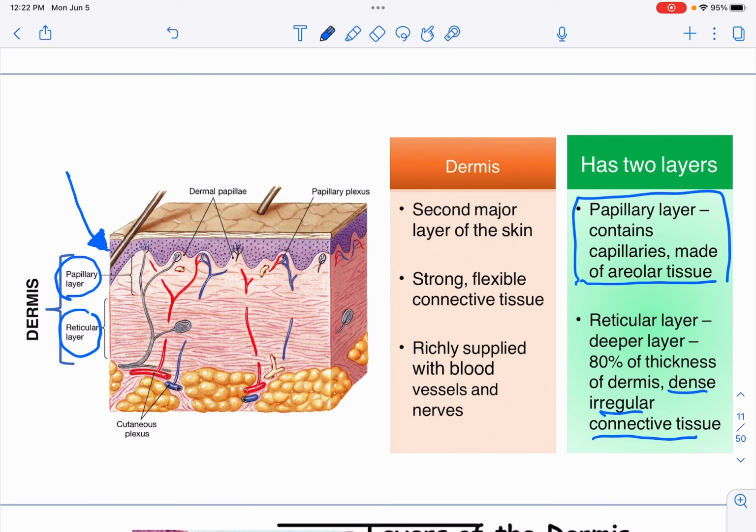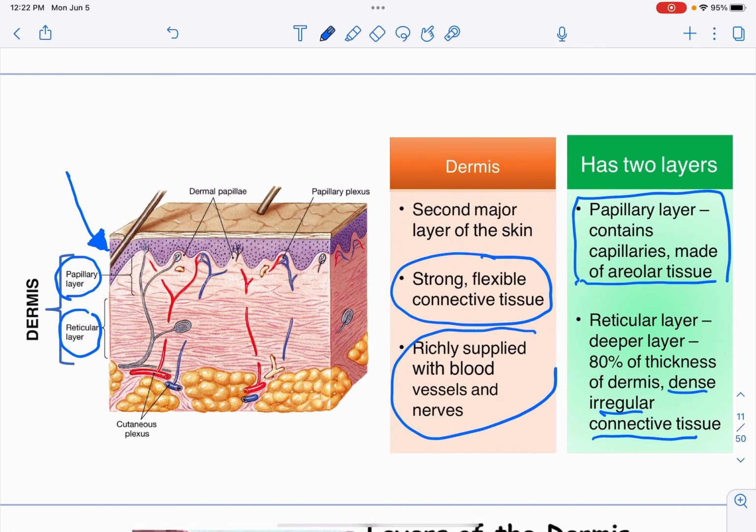So the dermis, again, is the second layer. This is a strong, flexible layer. It has a lot of connective tissue in it. It is supplied with blood vessels and nerves in the dermis as well.